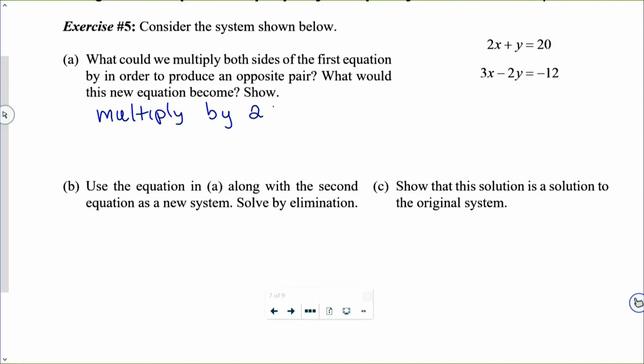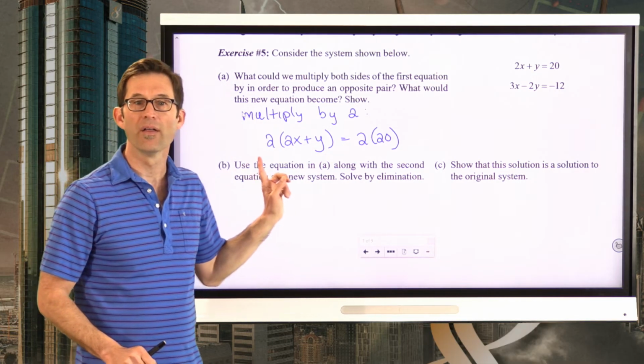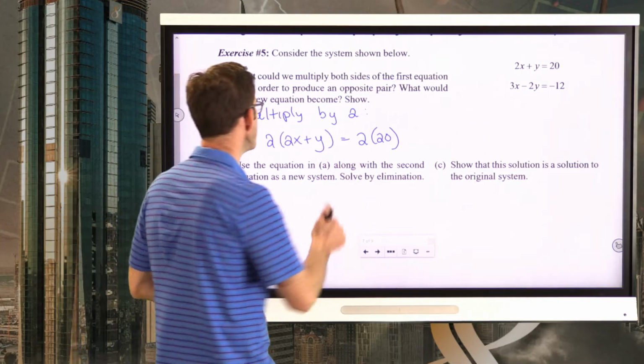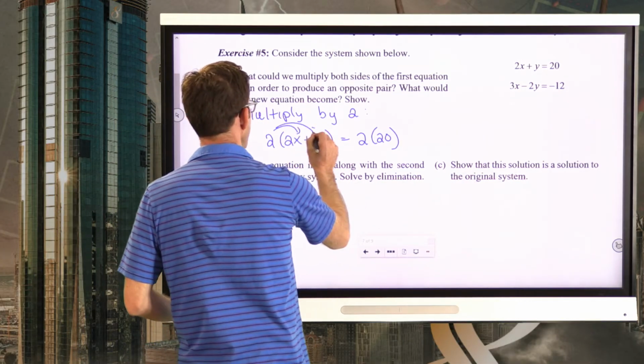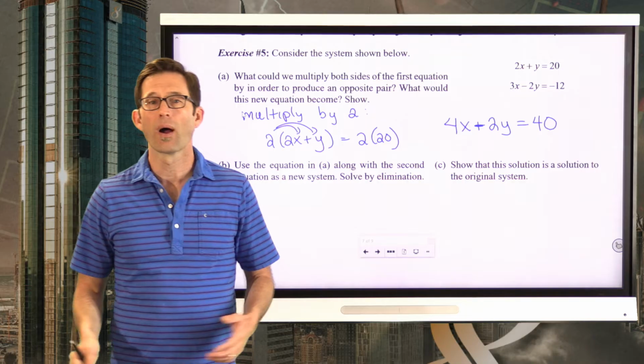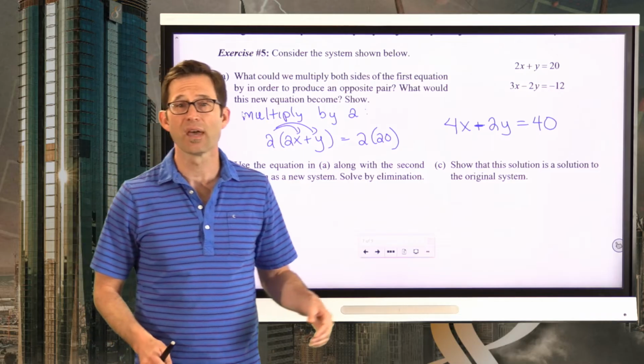by 2. Specifically, it's going to look like this. I have to multiply both sides and all of both sides by that 2. So I'm going to multiply the 2x plus y by 2 and the 20 by 2. And my new equation, after I use the distributive property, is going to be 4x plus 2y is equal to 40.